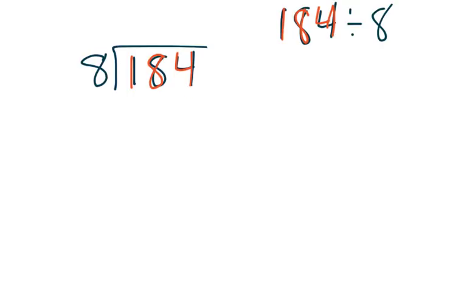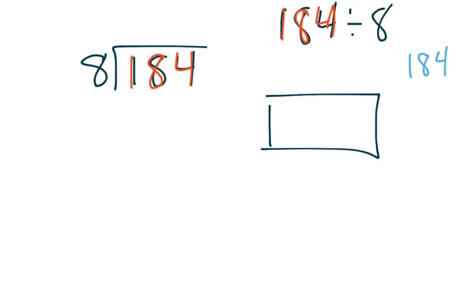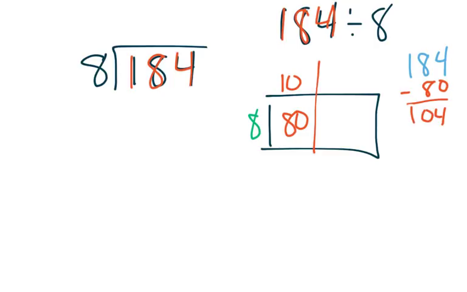Now, when we were solving using our area model, what we would do is draw our rectangle. We would have 184 off to the side, and we'd bring our 8 on this side, and then we would think about things that we could multiply times 8 that are going to get us close to 184, but don't bring us over. So maybe we would start with something like 8 times 10, because I know that 8 times 10 is going to get me 80, and I would then subtract 80 from my whole over here, and I'd be left with 104.